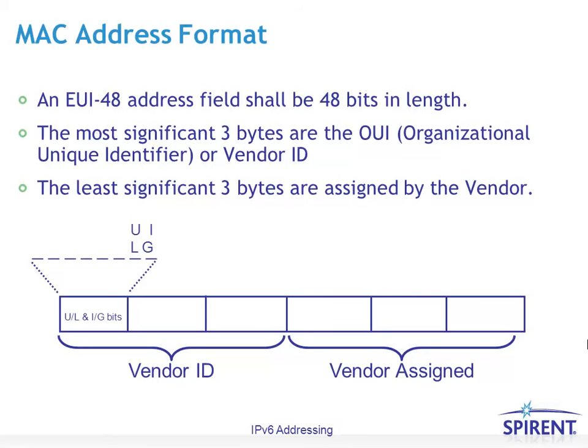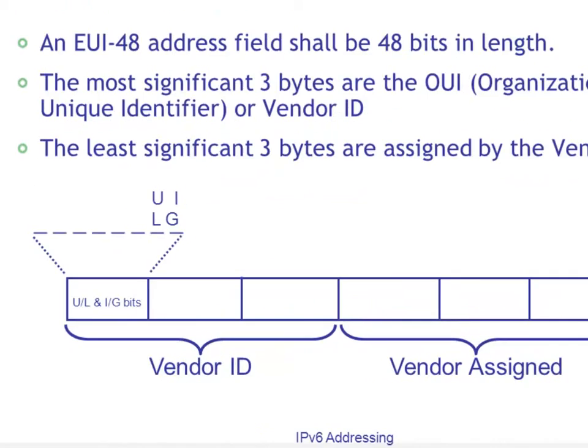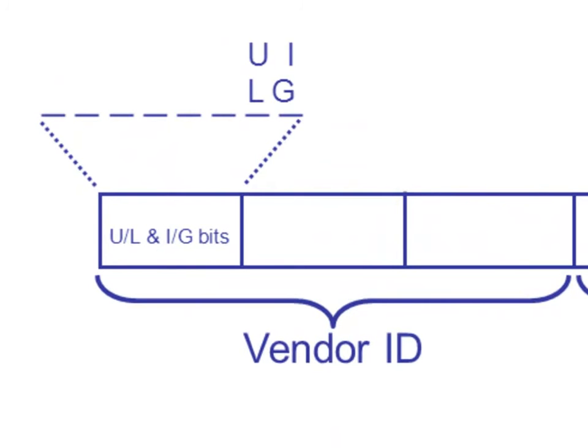Well, in the most significant byte, there are the two least significant bits. The very least significant bit is the IG bit, the individual or group bit. And that bit is set or unset depending on whether it's for one or more addresses. So if it's just for one address, it's always zero. But if it's for multiple addresses, i.e. a broadcast or a multicast address, then that bit will be set.